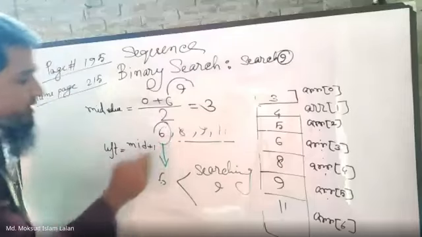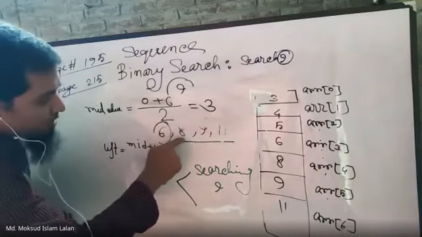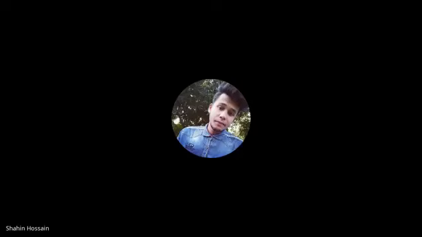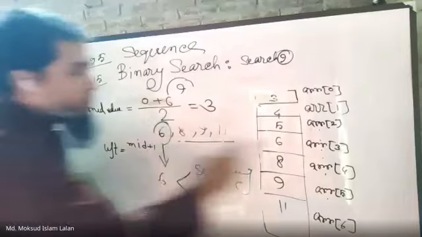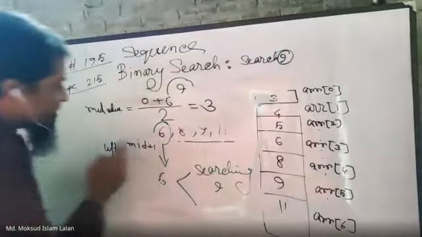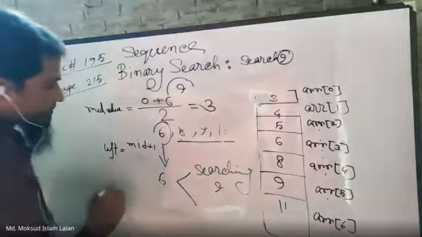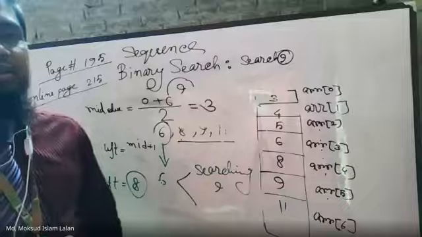So how can you get 8? 8 means mid plus 1. I mean the 4th position, index number 4, which is 8, right? So how can you get 4? This plus 1 equals left. So now this is the left: mid plus 1 means left equals 8. 8 is the left, I mean the initial value, right?